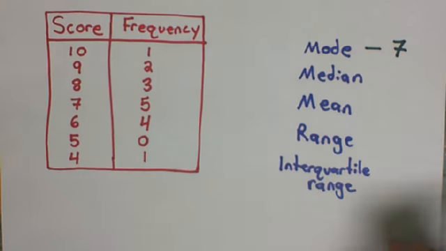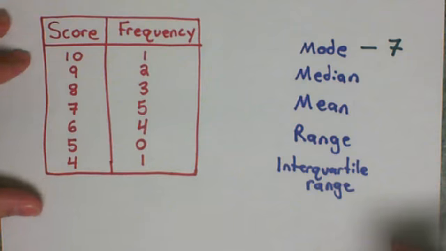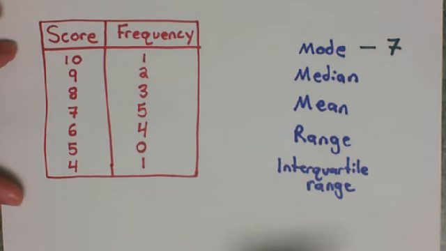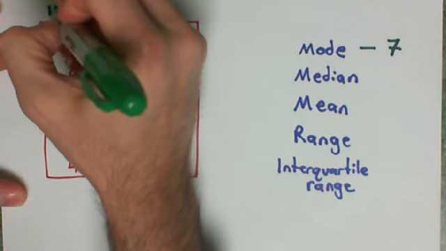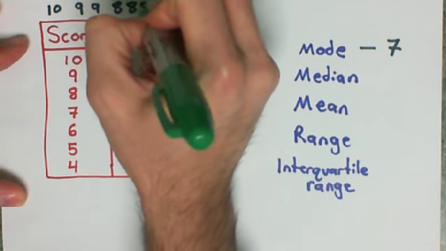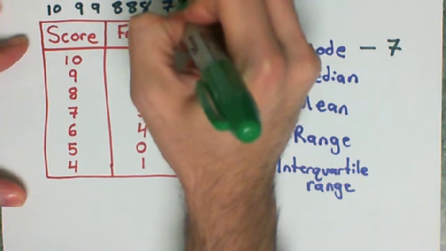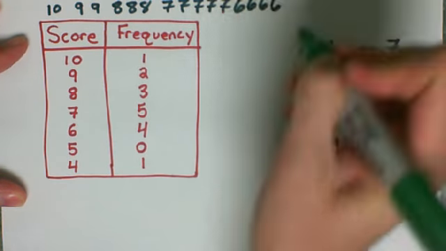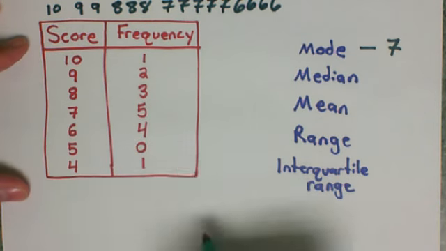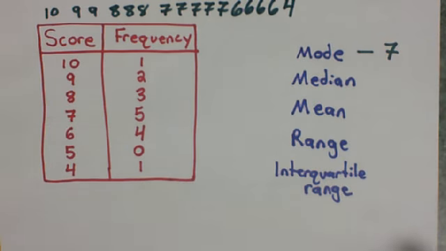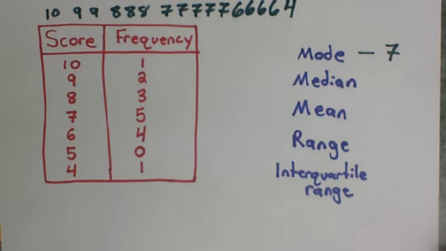The median is going to be a little more challenging to find. So I'd like to know what's in the middle. Now, one option you definitely have that I would strongly recommend for you as well is to write them out. This tells me there's 1 10, there are 2 9s, there are 3 8s, there are 5 7s, 1, 2, 3, 4, 5. There are 4 6s, 1, 2, 3, 4. There are no 5s, so I'm not even going to bother writing it. There's 1 4.